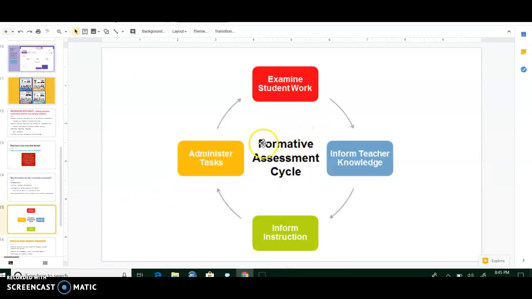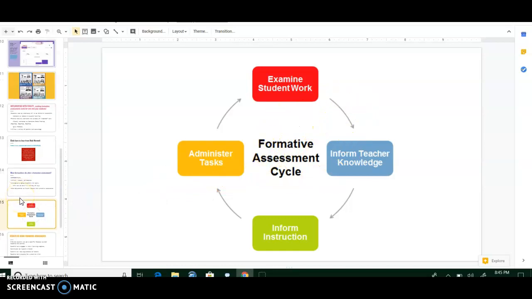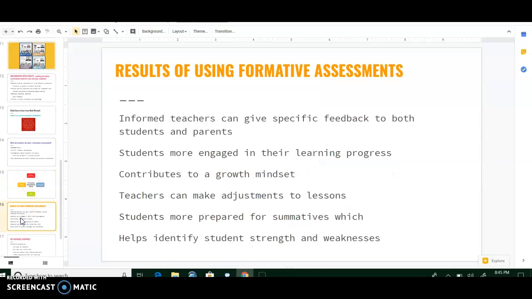Here's another infographic of the formative assessment cycle. The results of using formative assessment are that informed teachers can give specific feedback to both students and their parents. Students are more engaged in their learning process and they become aware of what they know, what they are working on, what they ultimately are going to need to learn. It contributes to a growth mindset. I don't know this yet, but I'm working on it. It helps teachers make adjustments to lessons, prepare students for summatives, and it helps identify student strengths and weaknesses.